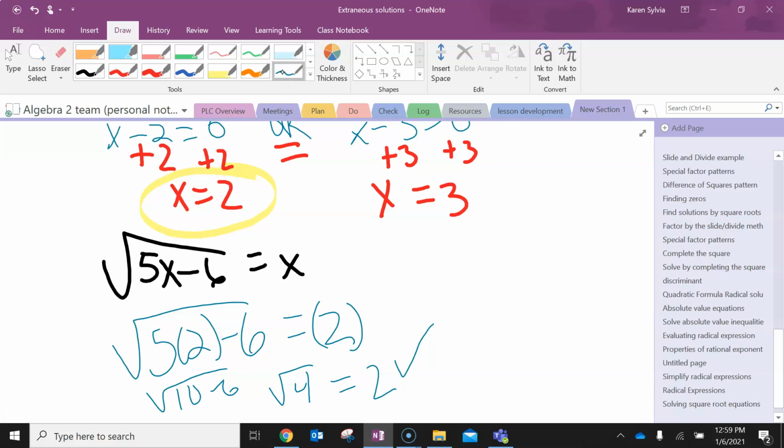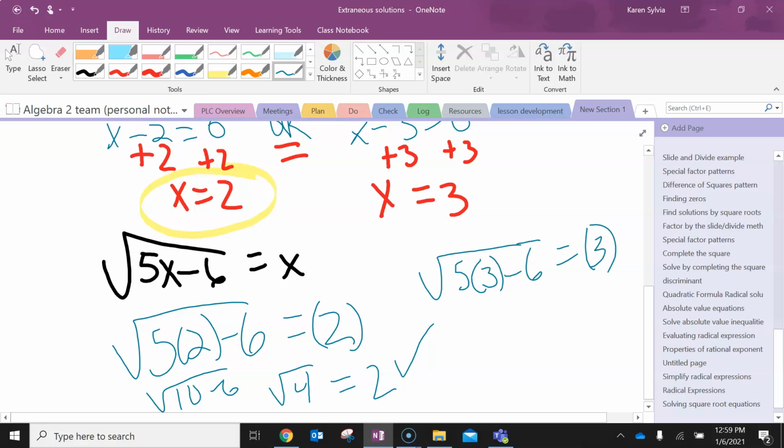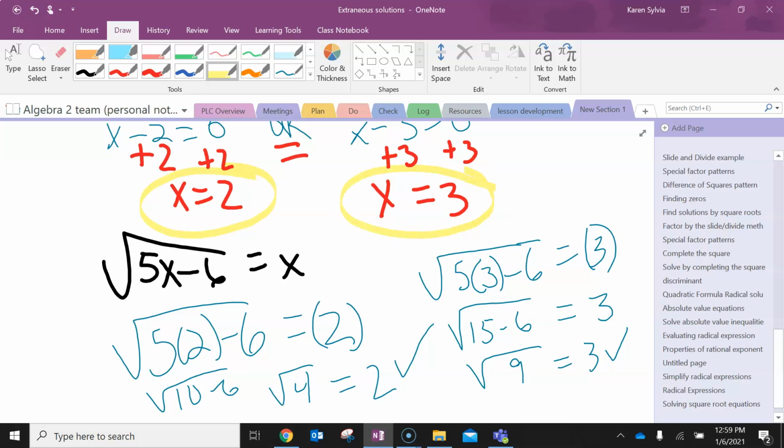When I go back to check the other one, I'm going to have to make sure that that also gives me the same answer, that it works. Because at times, the solutions you come out to, they might both work, one may work, both may not work. In this case, I get 15 minus 6. Does that equal 3? That's the question. Well, 15 minus 6 gives me 9, and the square root of 9 is 3, so that one also works. So there are no extraneous solutions in this case, just two solutions instead of one.